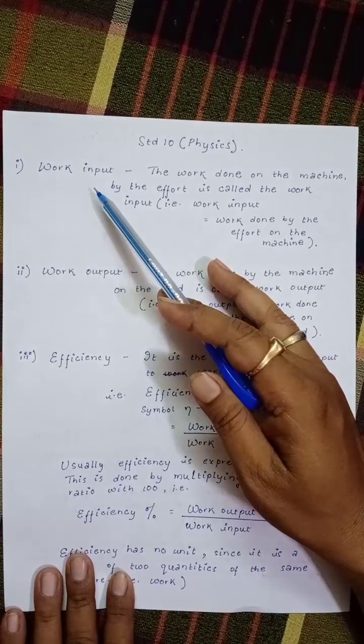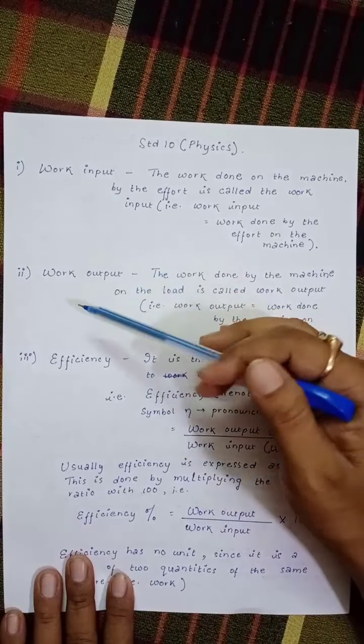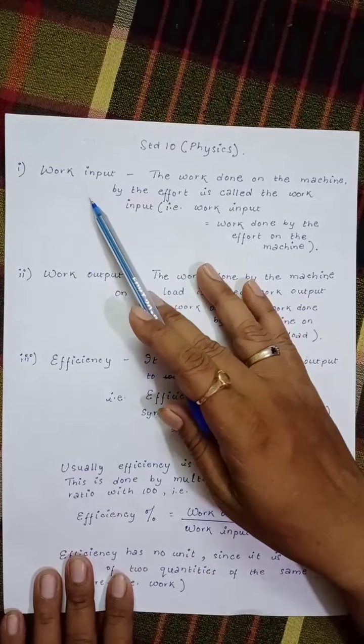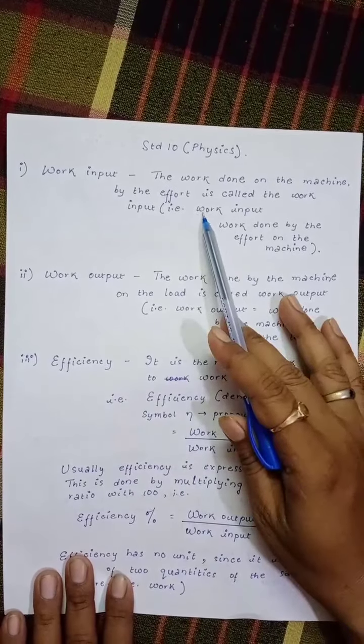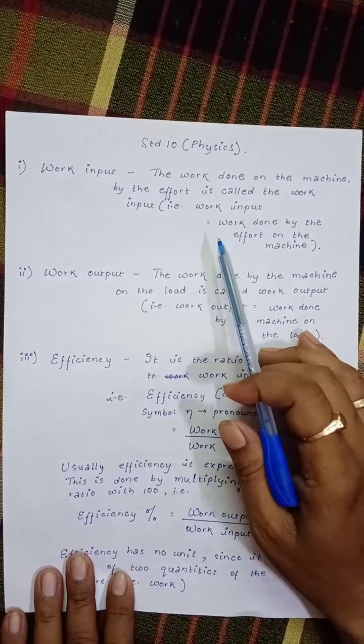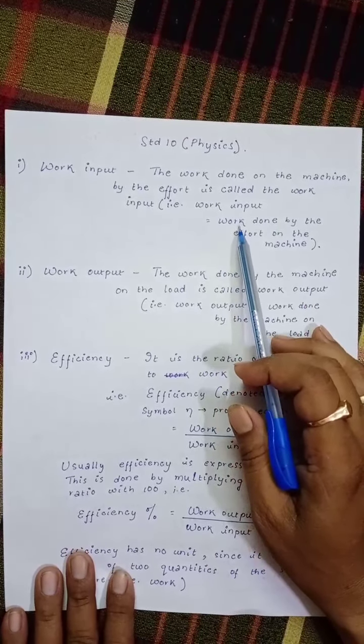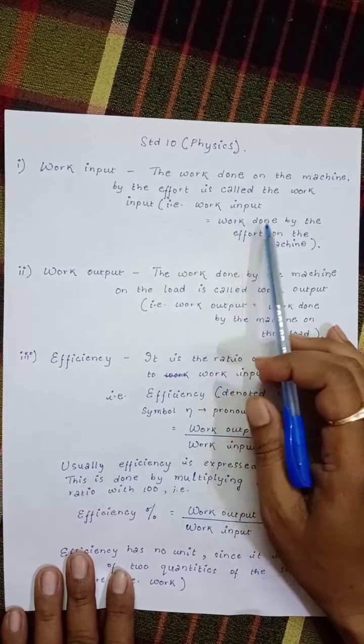Students, today we are going to discuss work input and work output first. Let us see what is work input. The work done on the machine by the effort is called the work input. Here effort is the input force. That is, work input is equal to work done by the effort on the machine.